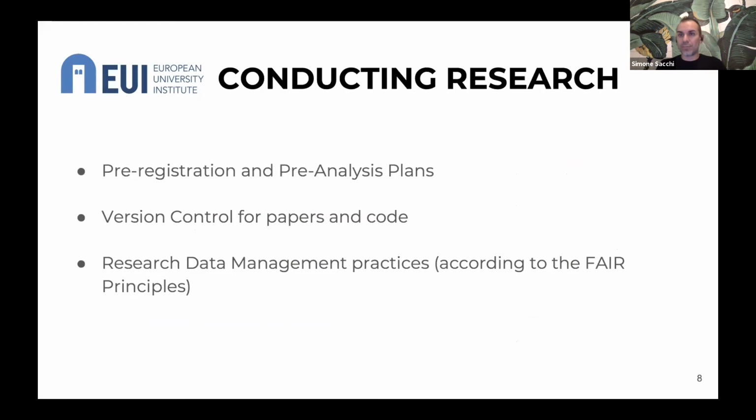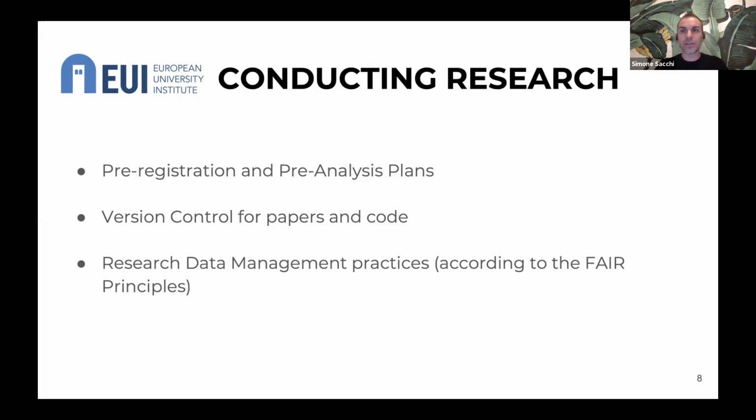Okay, I think I'm finished with a very basic introduction of the general idea of open science. And I'd like to go through some practical aspects immediately. In this case, we will start with the idea of pre-registration and pre-analysis plan, followed by version control for papers and code, and then research data management practices according to the FAIR principles, and I'll talk about them later. But this is how we think about open science in the research workflow.